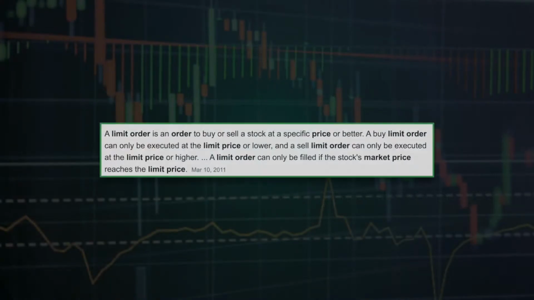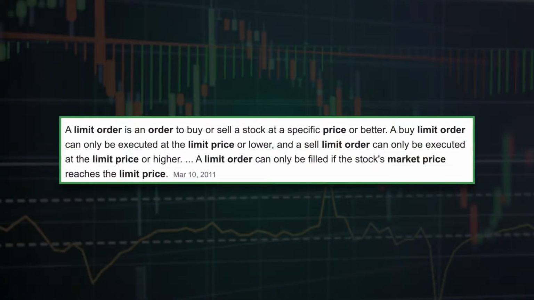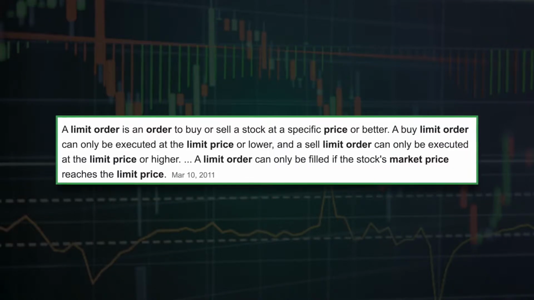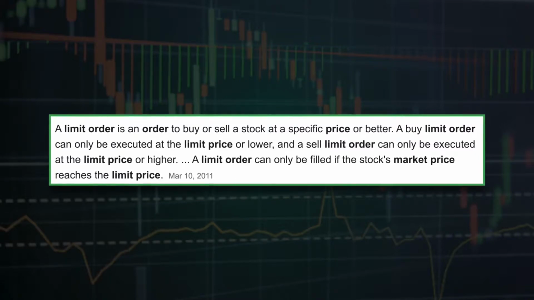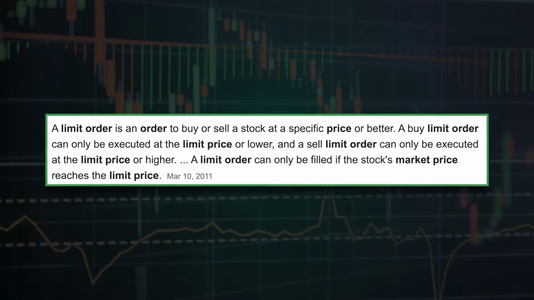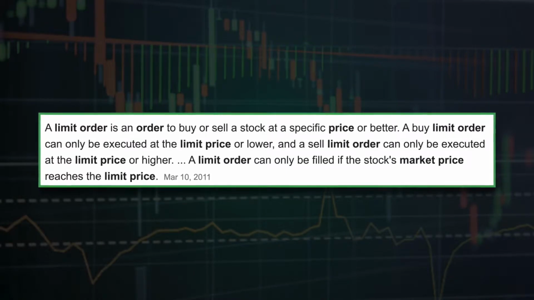A limit order is an order to buy or sell a stock at a chosen price or at a better price. So for buying, the order will only be executed at or below your limit order price. And for selling, the order will only be executed at or above your limit order price. So for buying, it's at or below. For selling, it's at or above.